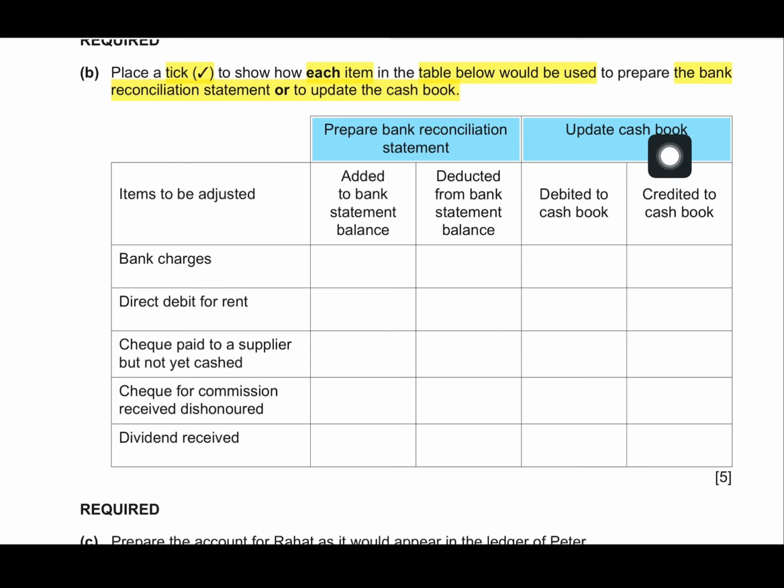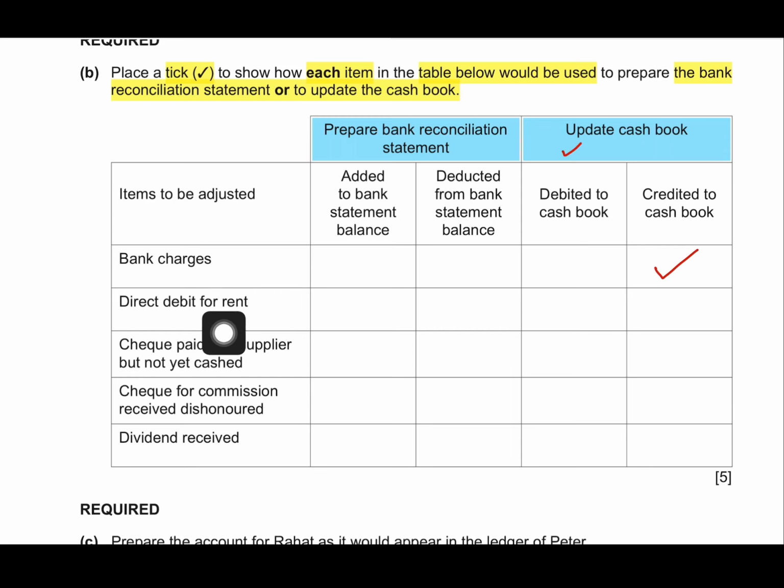In the bank reconciliation statement or in the updated cash book? In the updated cash book. But now on which side? Are they debited or credited? They are credited because it's an expense. We record that on the credit side.